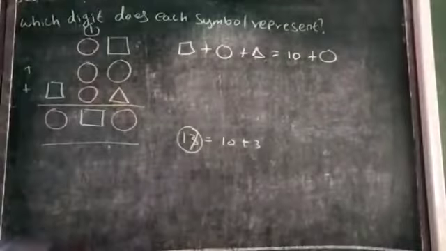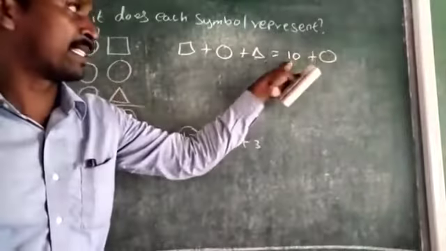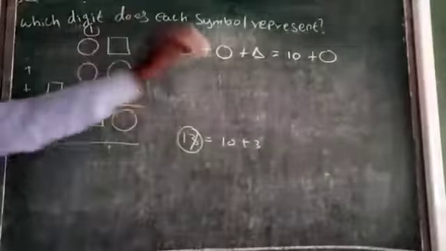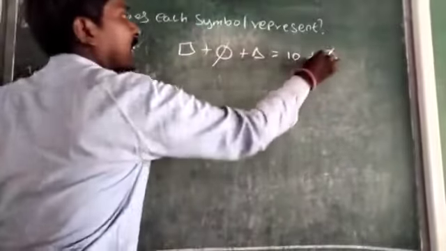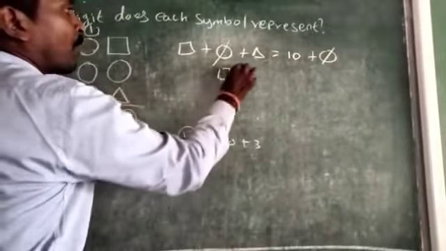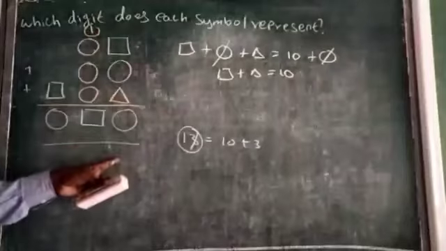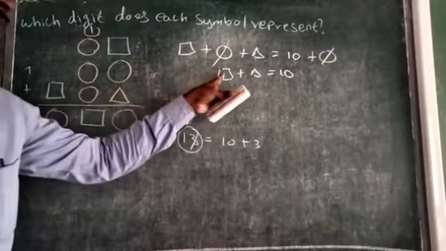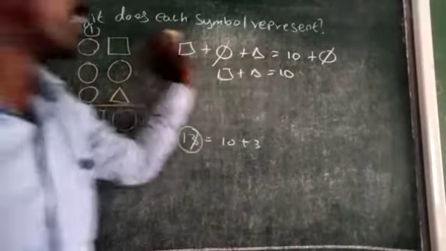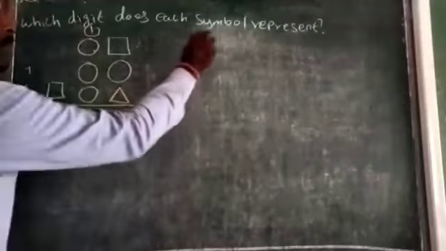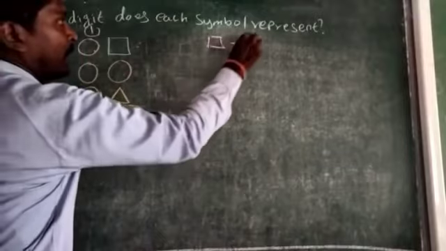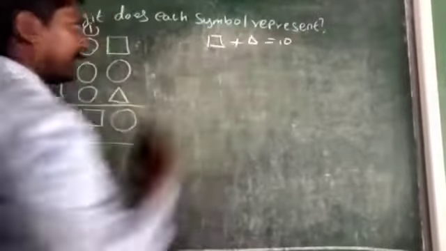It's a circle, it's not a 0. Circle plus 10. So from that we can cancel the circle. Then we have the sum of square plus triangle equal to 10. So with the help of the first unit place, we come to the conclusion that square plus triangle equals 10. So write here: square plus triangle gets the value 10.